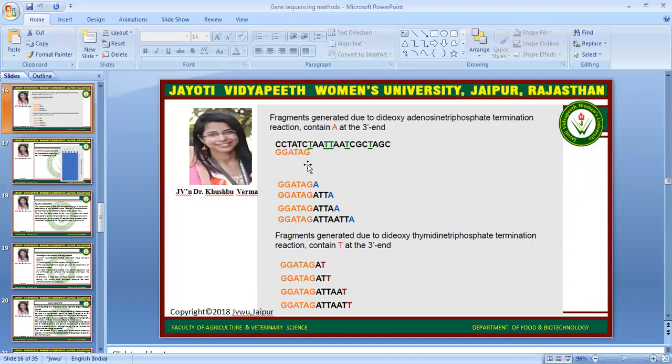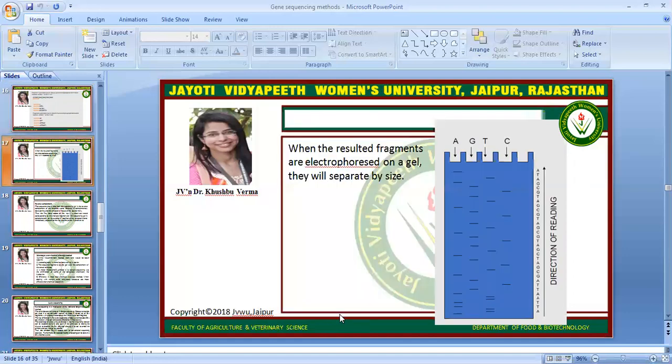Here is a primer. It can generate different sizes of fragments. If ddATP attaches here, it will stop at the start. If it attaches here, it will stop and create this fragment, and this fragment, and this fragment. Fragments generated due to dideoxythymidine triphosphate termination reaction contain T at the 3' end. It will create fragments of different lengths.